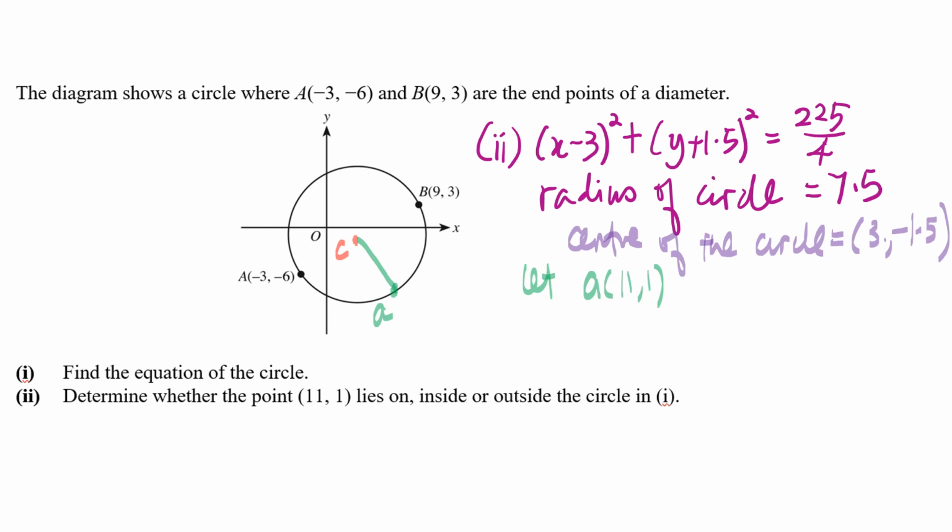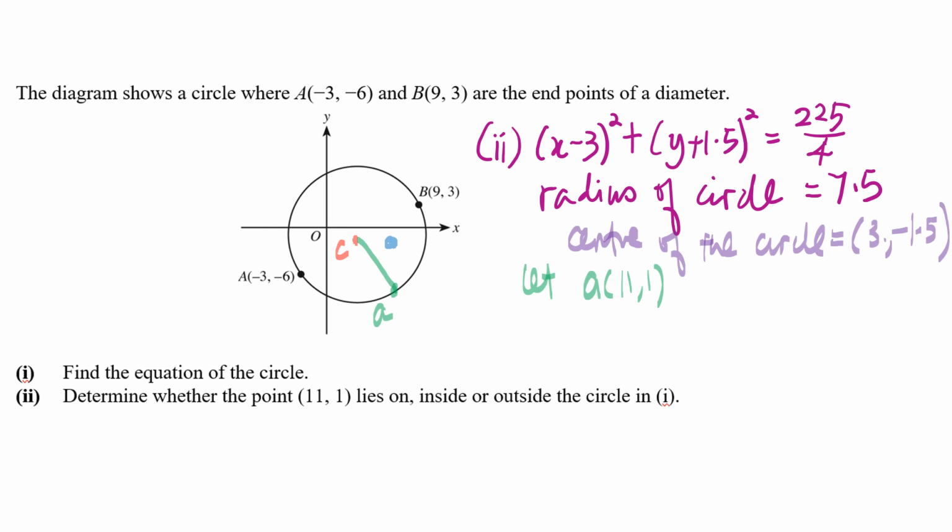Correct, the distance CA will be the radius of the circle. So if you find the distance CA and it's equal to 7.5, then we can confirm that this point A lies on the circle. And if we find this distance CA and it's less than the radius of the circle, then it must be inside the circle, right?